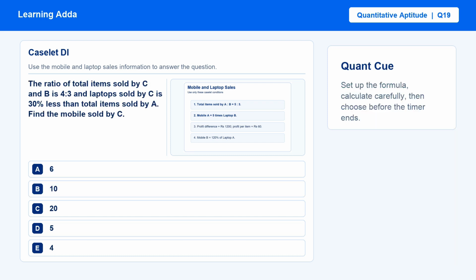Question 19. The ratio of total items sold by C and B is 4:3 and laptops sold by C is 30% less than total items sold by A. Find the mobile sold by C. Option A, 6. Option B, 10. Option C, 20. Option D, 5. Option E, 4. The timer starts now.